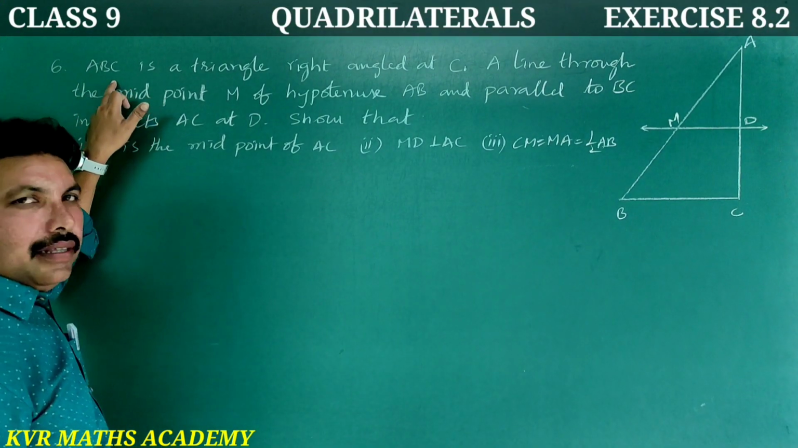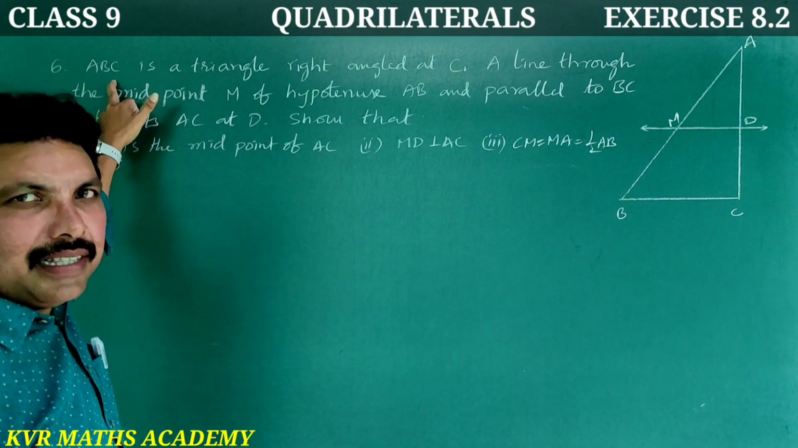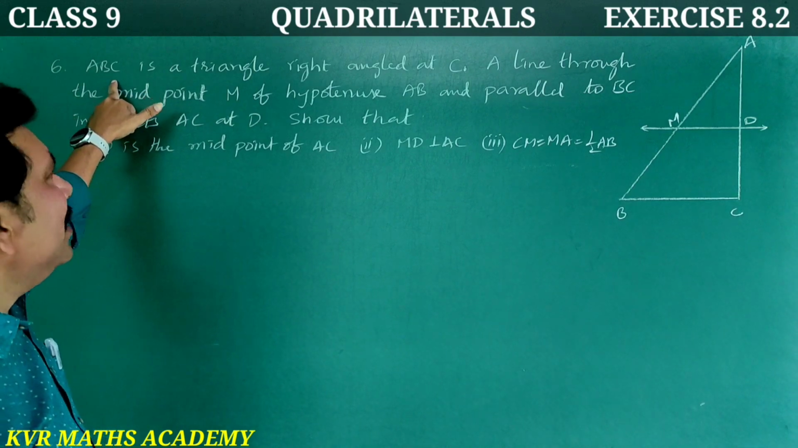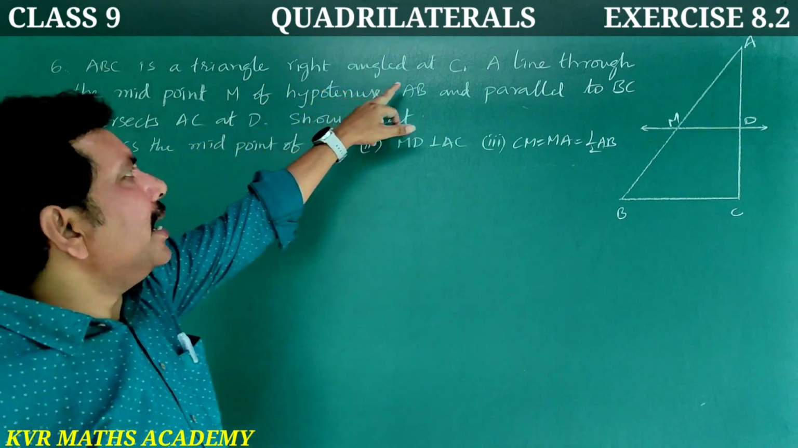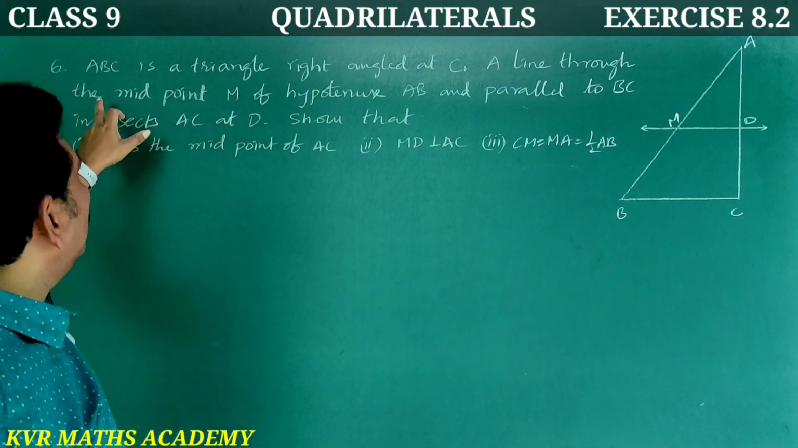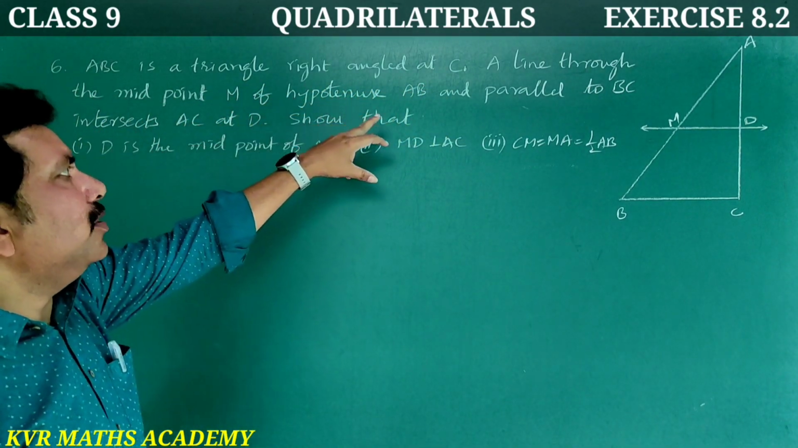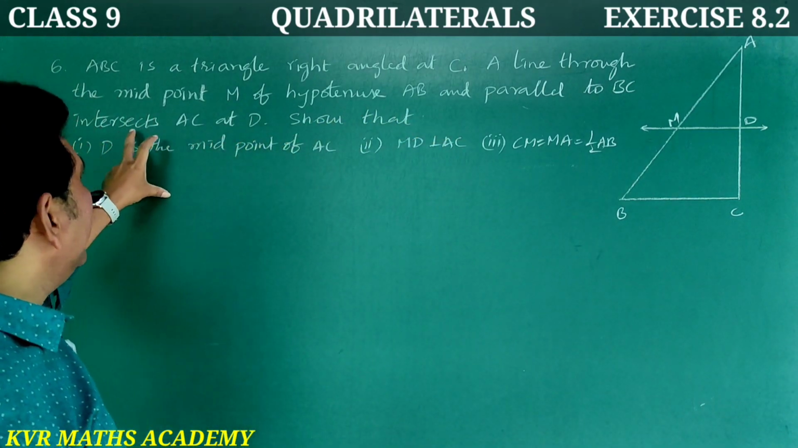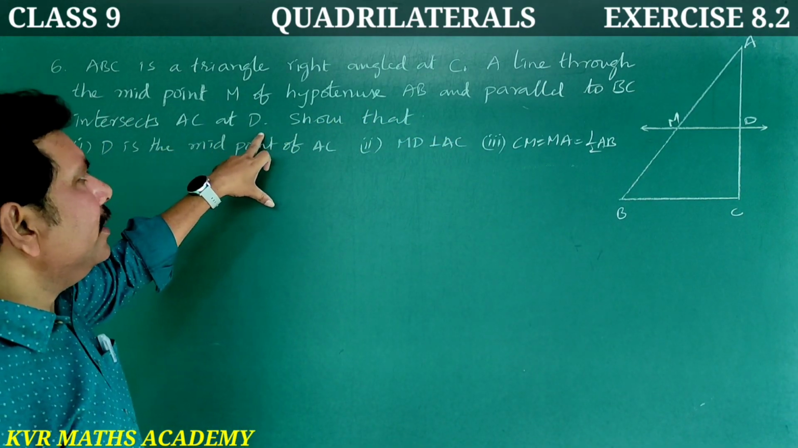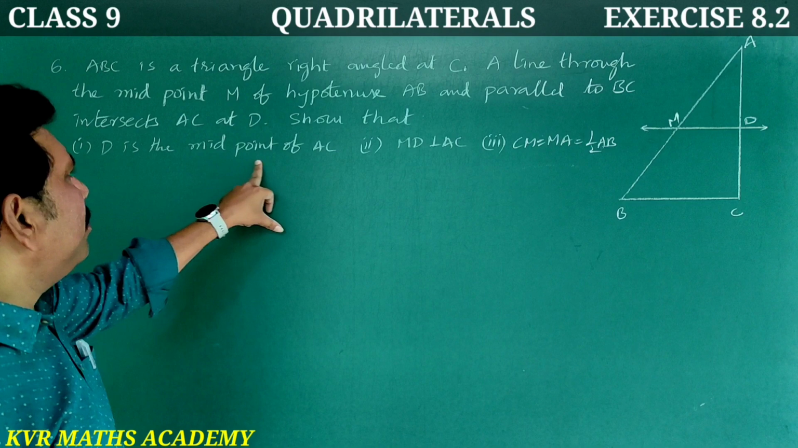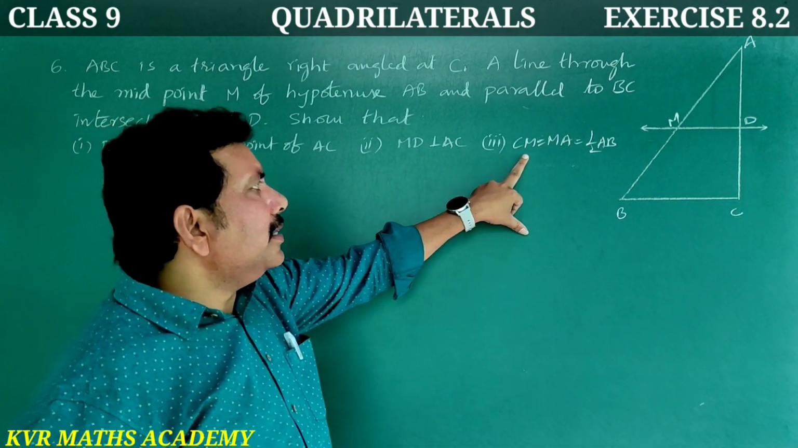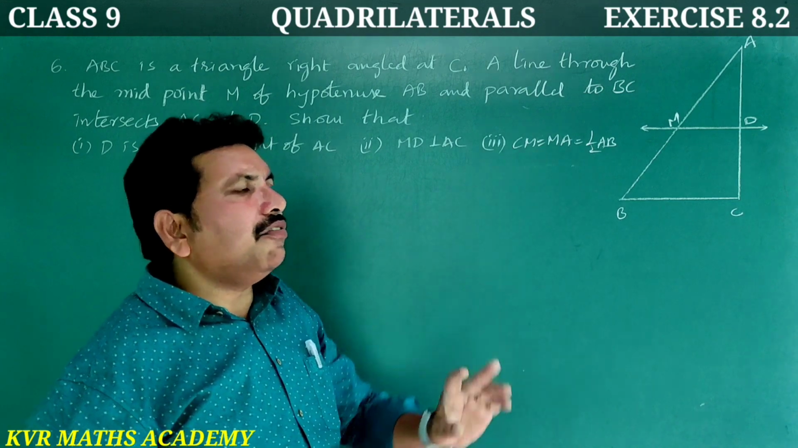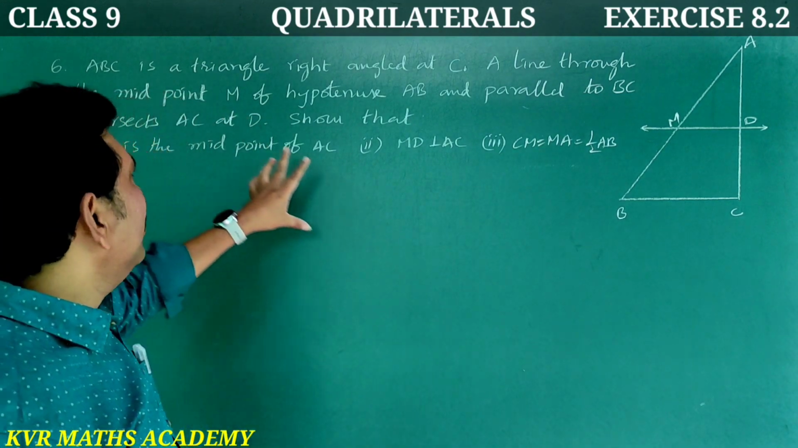Sixth question. This is the final question in this exercise and chapter also. ABC is a triangle, right angle at C, a line through the midpoint M of hypotenuse AB and parallel to BC intersects AC at D. Show that D is the midpoint of AC, MD is perpendicular to AC, and CM is equal to MA is equal to half AB.